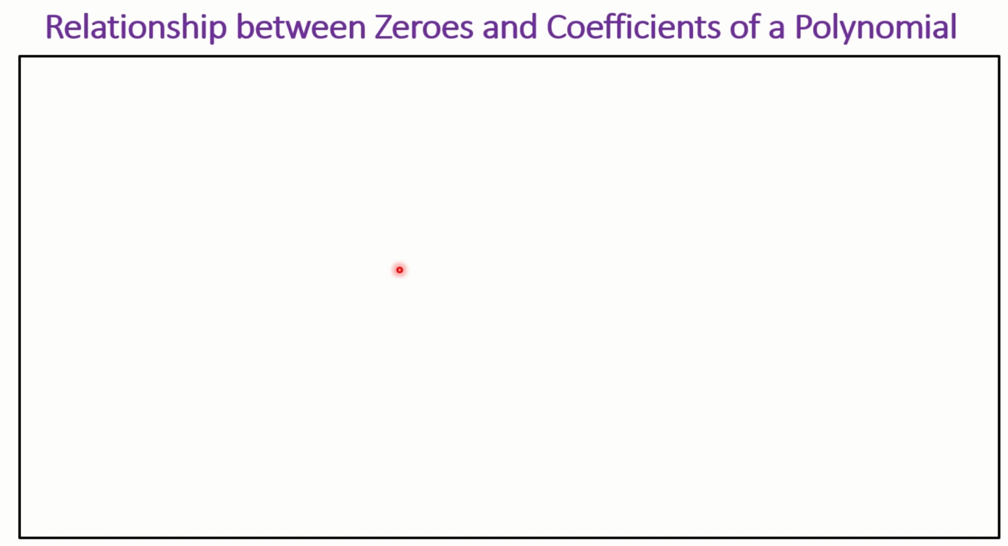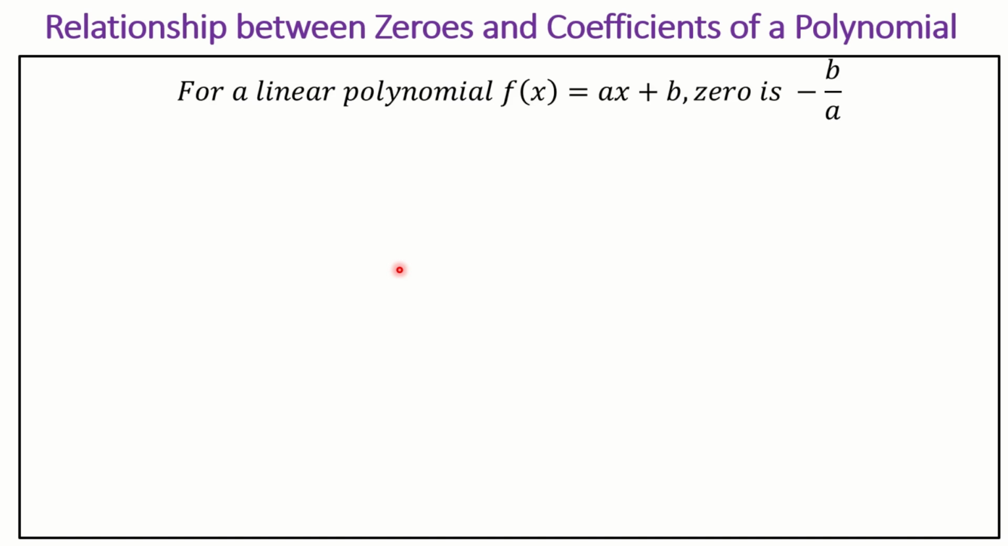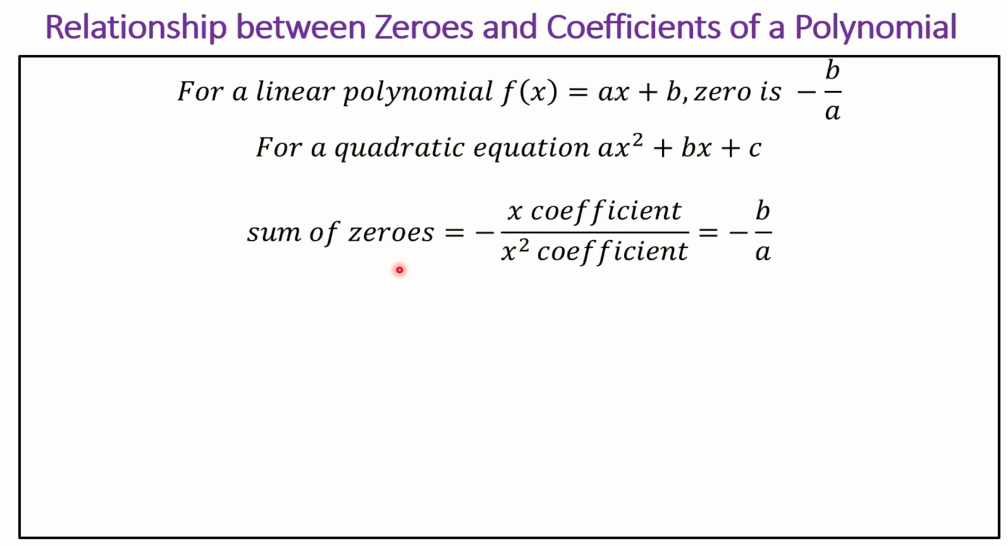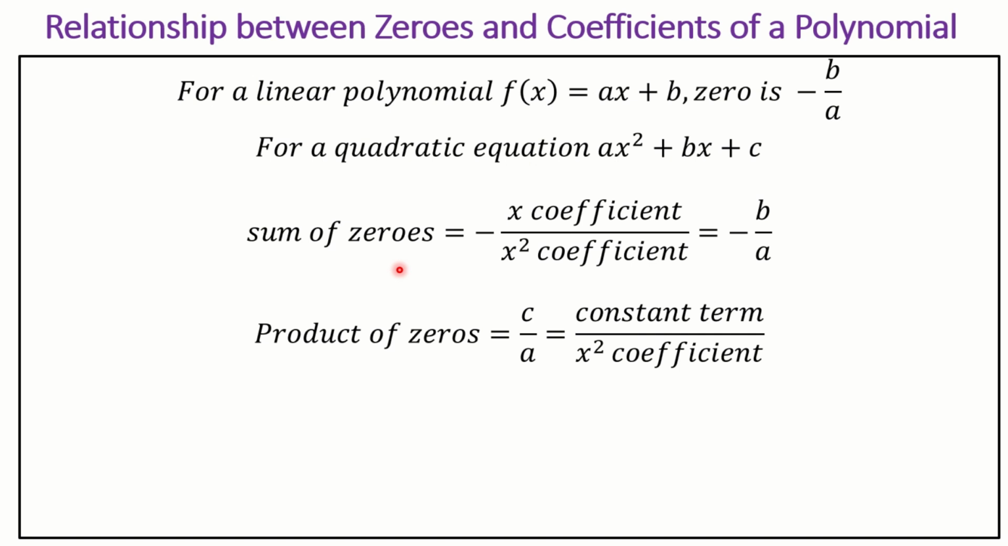Now, relationship between zeros and coefficients of a polynomial. This is another important topic. So far you learned the basics of polynomials, but from here the real problems actually start. If f of x equals ax plus b, the zero is minus b by a. That is simple. For a quadratic polynomial, if ax square plus bx plus c has two zeros, then the sum of zeros equals minus x coefficient by x square coefficient, that is minus b by a. Product of zeros equals c by a.